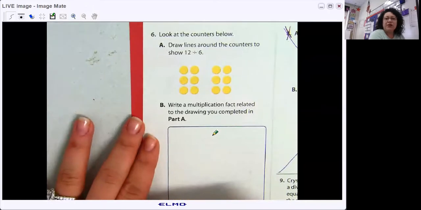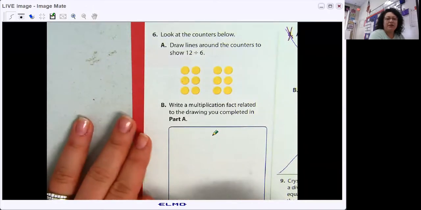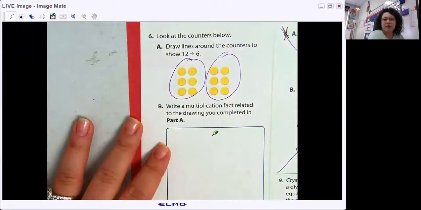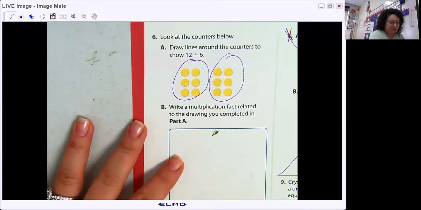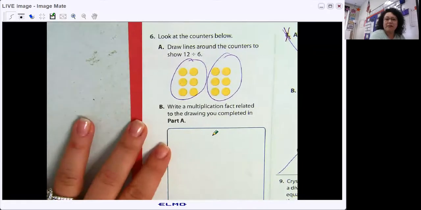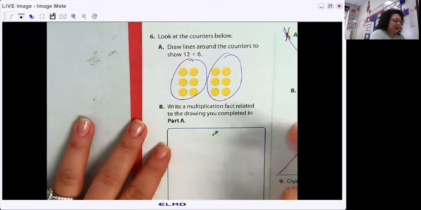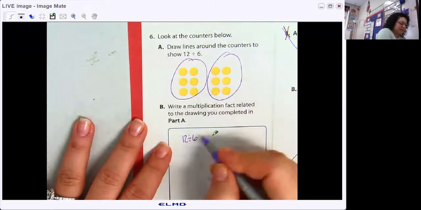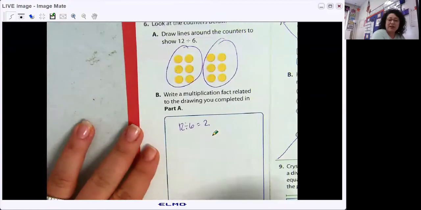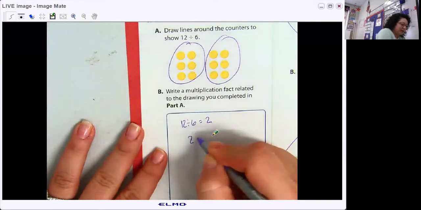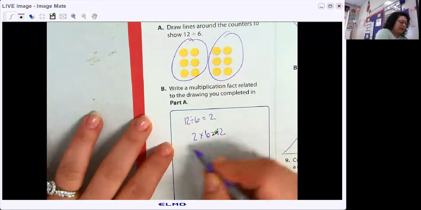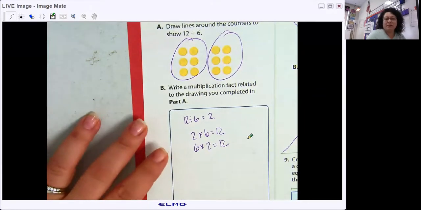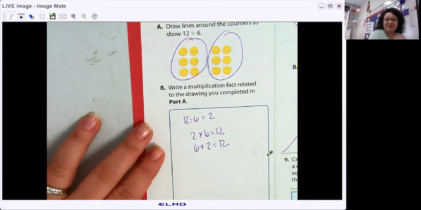Look at the counters. Draw lines around the counters to show 12 divided by 6. Well, here's 6 and here's 6. Write a multiplication fact. What would a multiplication fact be? Well, what is 12 divided by 6? 2 groups. So a multiplication fact could have been 2 times 6 is 12, or 6 times 2 is 12. Sure.